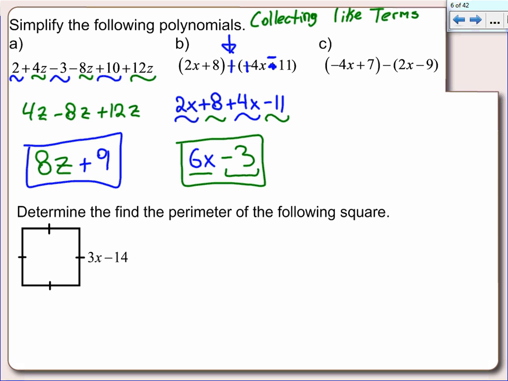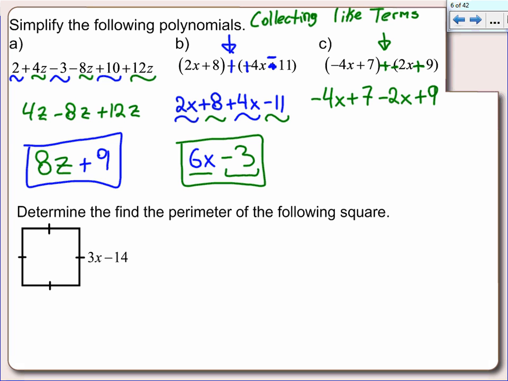Okay, so for C, we're going to practice that again. Remember this little negative symbol? We want to use it up because it's just outside the brackets. So we need to make it a positive. And then we need to make the 2x a negative and the 9 a positive. So we now have minus 4x plus 7 minus 2x plus 9. Once we change that symbol, we can get rid of all the brackets.